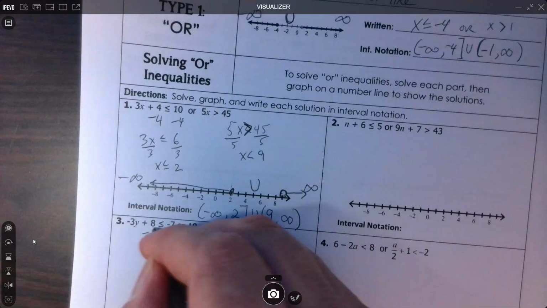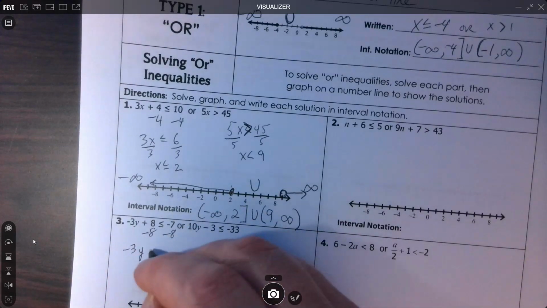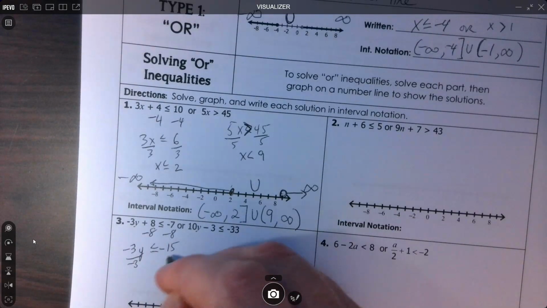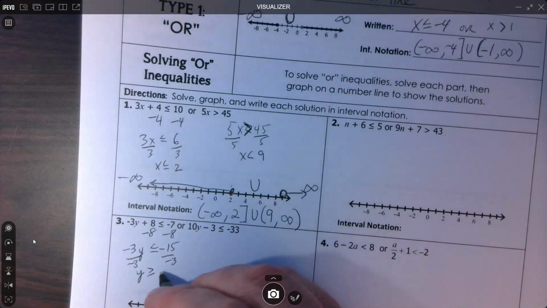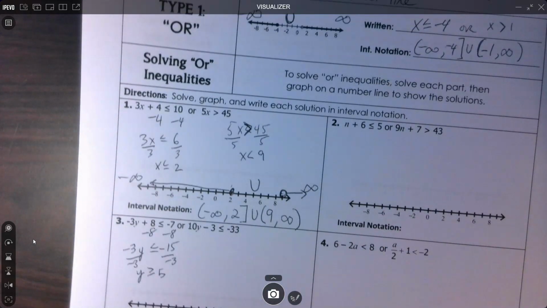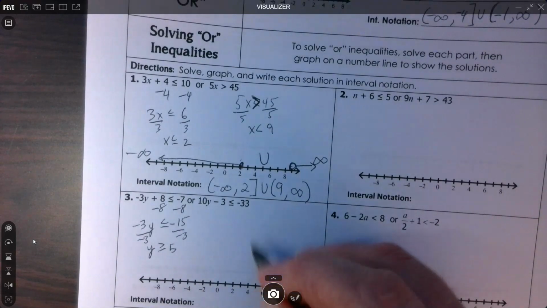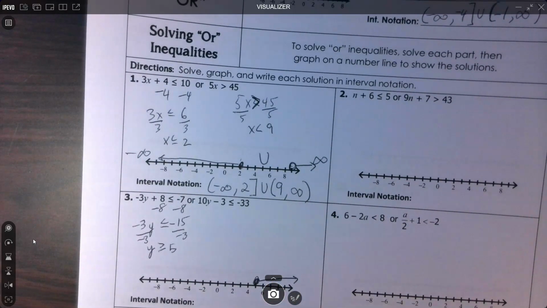Alright, so the first thing I'm going to do is subtract 8. Negative y is less than or equal to negative 15. Divide by a negative 3. What happens when you divide by a negative 3 with inequalities? You have to flip the symbol. Don't forget to do that. That will mess you up royally if you forget. And negative 15 divided by negative 3 is 5. So my first graph is y is greater than or equal to 5. So here's 5 right here, so I'm putting a closed dot and going to my right.